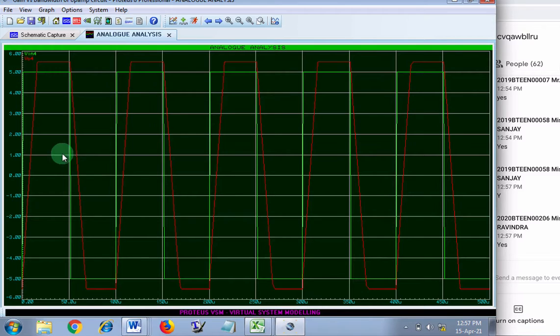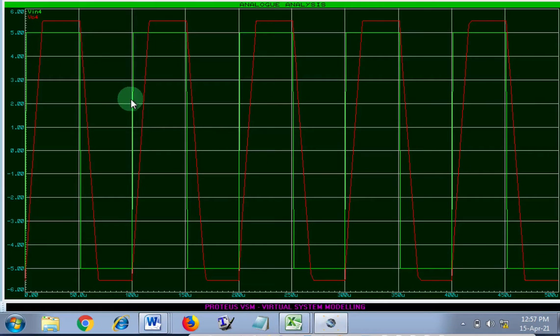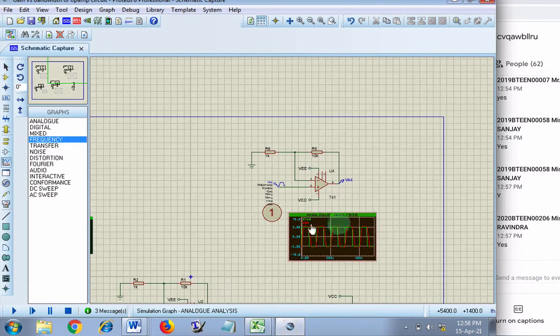If you look at this waveform, you will find that the green one is the input and the red one is the output. Okay, we can actually show this separately. How do we do that? For that, I think what I'll do, I will drop two plots.